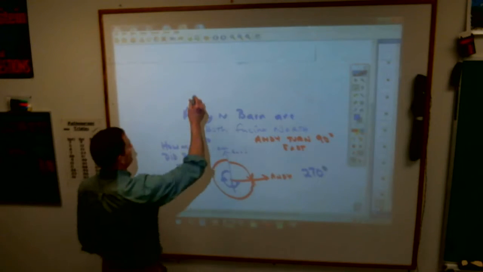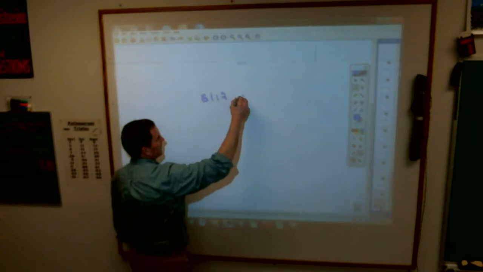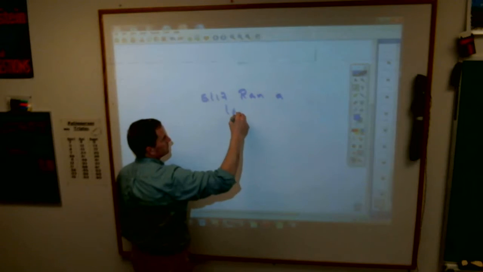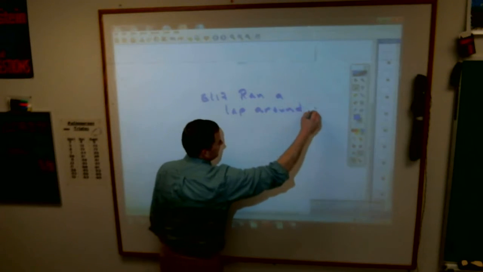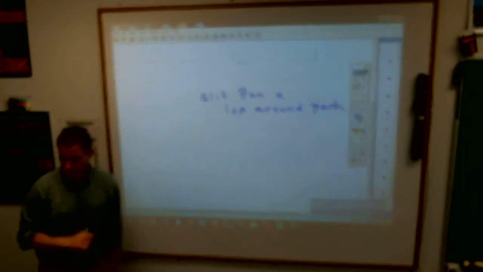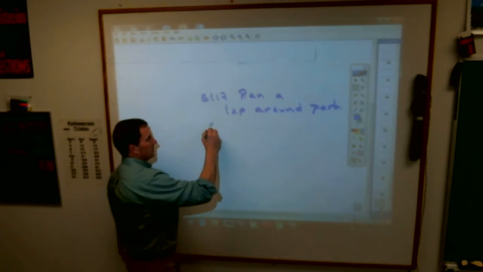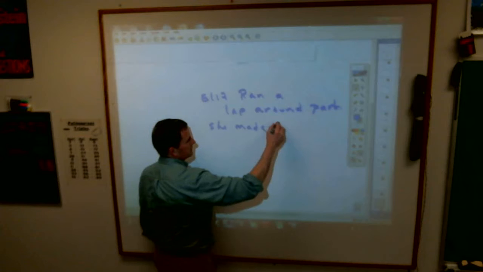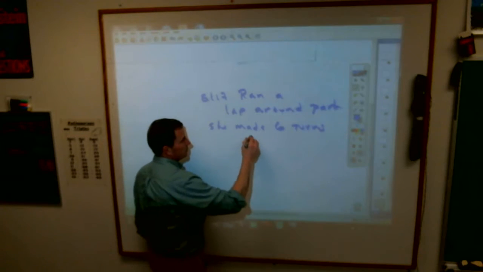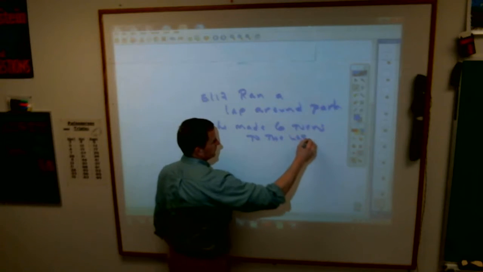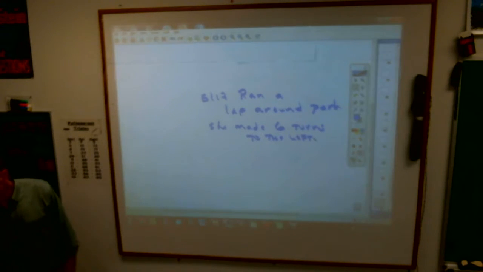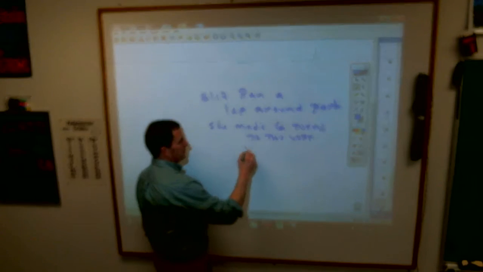Now, here is another one that a lot of people get mixed up on. The next problem, if you're on your phone. It says, Elizabeth ran a lap around the park. Well, unfortunately, the park is not a circle, but the park is some sort of a hexagon. She made 6 turns to the left. And then the question says, what was the average number of degrees in each turn?